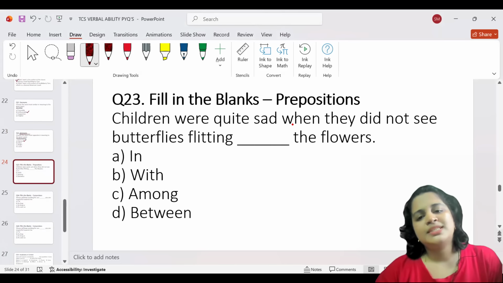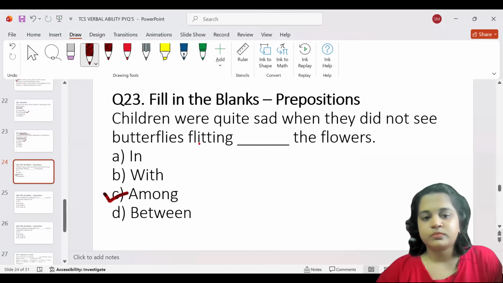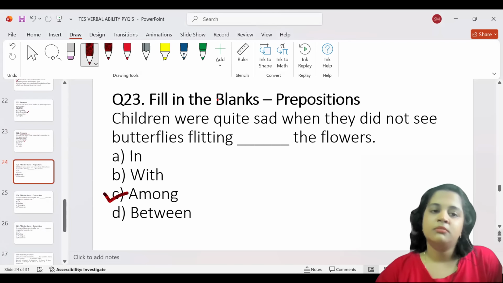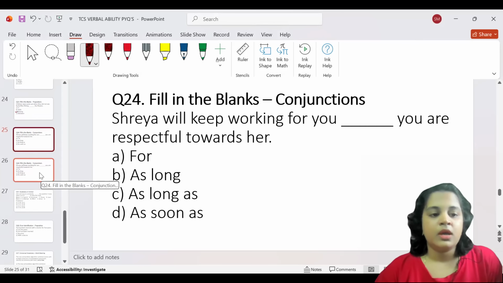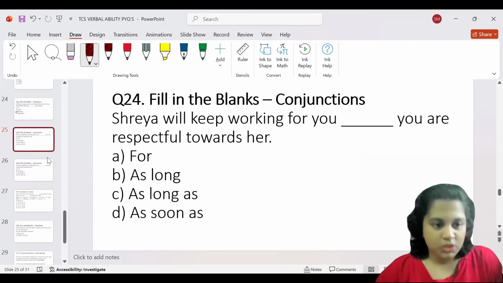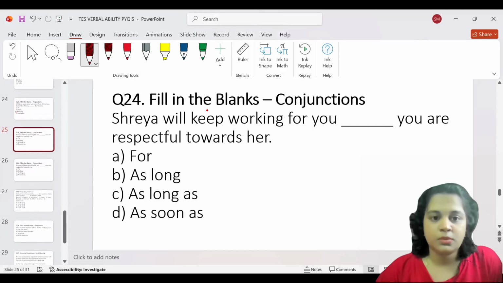Children were quite sad when they did not see butterflies flitting among the flowers. Okay, the question has been repeated. It is flitting among the flowers. I think we saw this question earlier also. Between is used for 2 things and among is used when it comes to more than 2 things. And this question is also repeated.